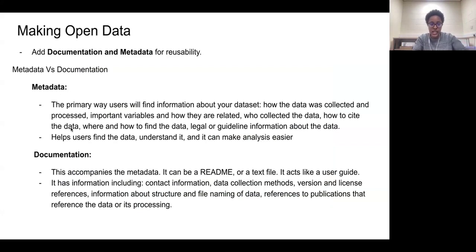So when you're making your data open, consider metadata and documentation. I know you've talked a lot about metadata and readmes. I believe Saranjit taught you about metadata, which is where you find very useful information about your data set. You can also add within your metadata how to cite the data, where to find the data, and legal guidelines and information about that data.